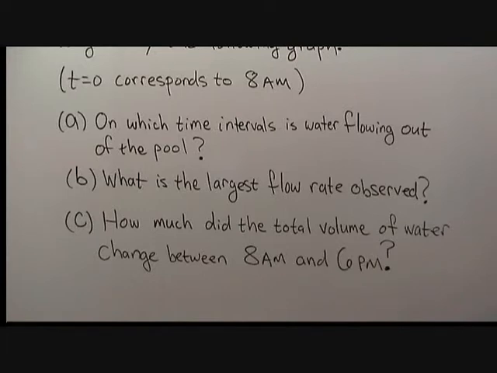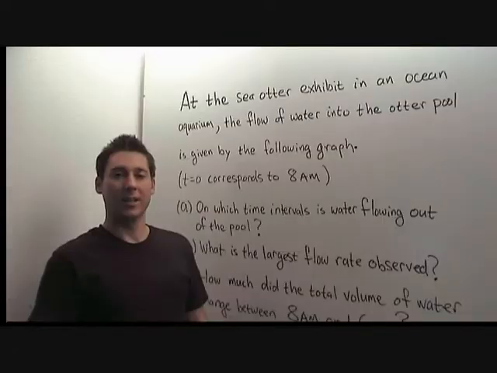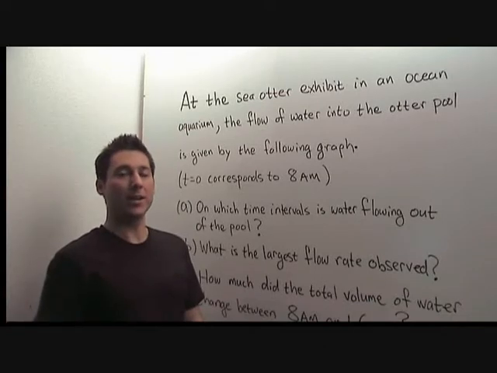A. On which time intervals is water flowing out of the pool? B. What is the largest flow rate observed? C. How much did the total volume of water change between 8 a.m. and 6 p.m.? Let's find the key phrases that tell us what's going on. Let's read the problem again.